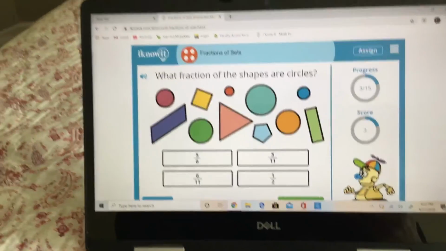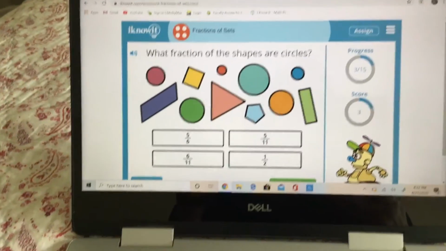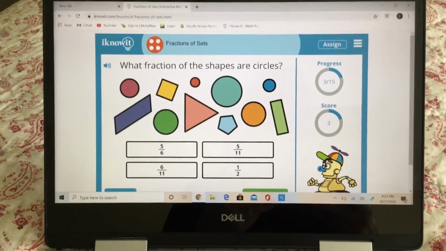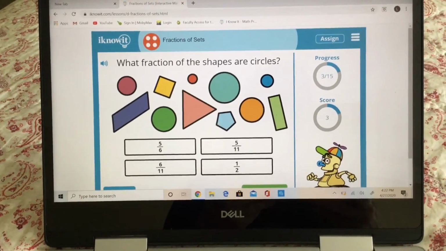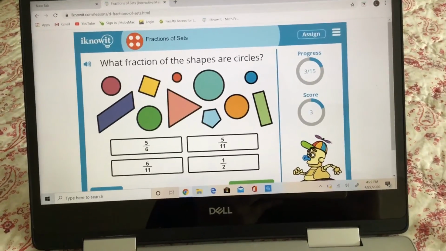Okay? All right, you have an assignment in I Know It. You're going to have 12 questions on fractions of sets. You should be just fine. All right. Good luck, young mathematicians.